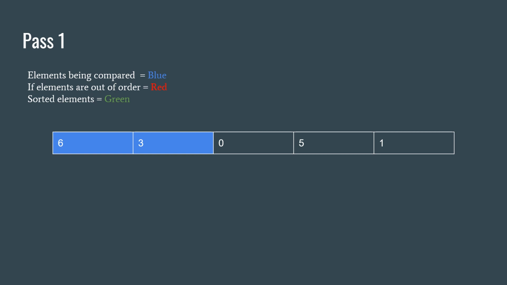As we can see, 6 is bigger than 3, so we swap them. Six is bigger than 0, so we swap them. Six is bigger than 5, so we swap them. Six is bigger than 1, so we swap them. We now have our first sorted number of 6.